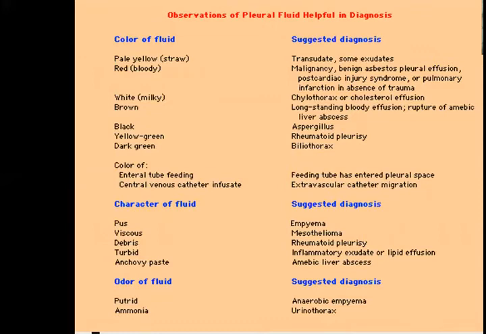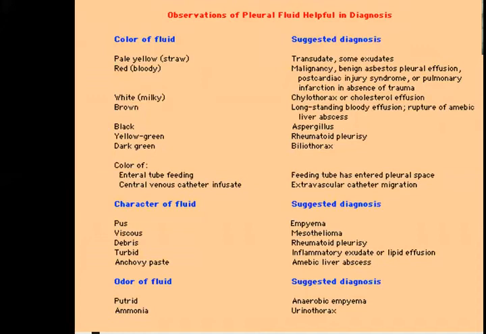brownish color pleural fluid. Black color: aspergillus infection, and we have also seen a metastatic melanoma into the pleural space causing black color effusion. Yellowish green: rheumatoid arthritis, rheumatoid pleurisy. Dark green: biliary thorax, that is, the biliary tree has ruptured into the pleural space. Then a color like enteral tube feeding. I mean, there is a communication between the esophagus and the pleural space. So that's why whatever you eat comes into the pleural space. Sometimes we have seen even rice coming out of pleural fluid because of the communication between the esophagus and the pleural space.